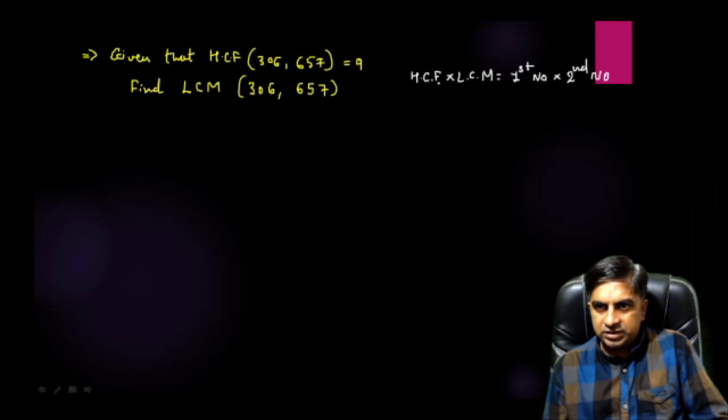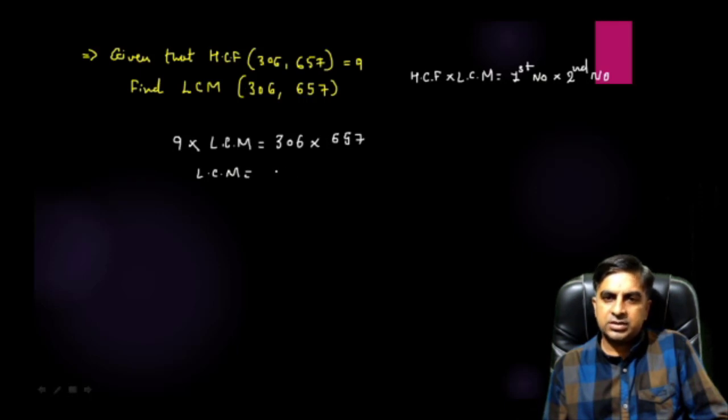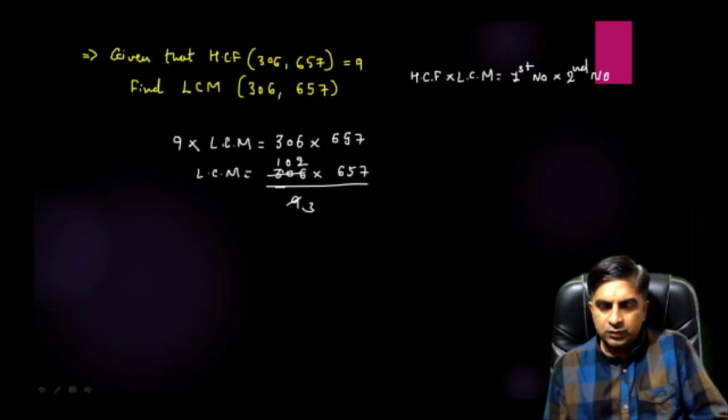How? HCF is 9 into LCM, that we need to find out. First number, here these two are the numbers. So 306 into the second number, 657. Now take this 9 to the denominator. LCM equals, here it is in multiplication, so on this side it will go in division. 9, so 3 3s are 9, 3102. Again we can cancel this. Yes, 3 1s are 3, 3 3s are 9 and 34.